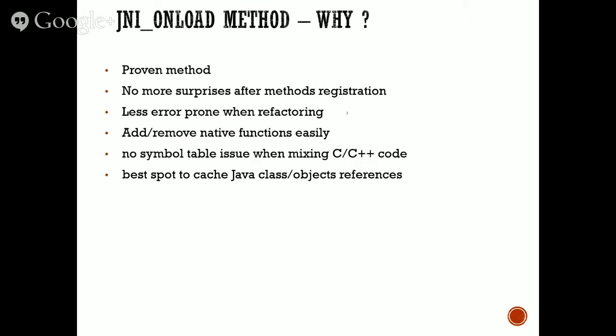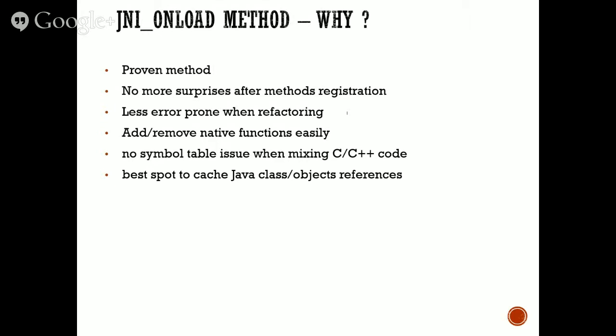There are no more surprises after method registration. That is, once you register a native method with a method in the Java source file, you will not have any surprises at runtime. In the case of javah, there are chances that your application will crash during runtime. Whereas in the case of JNI onload, you will get to know any error during compile time itself, so that you need not wait until you deploy your application to an emulator or to a device.